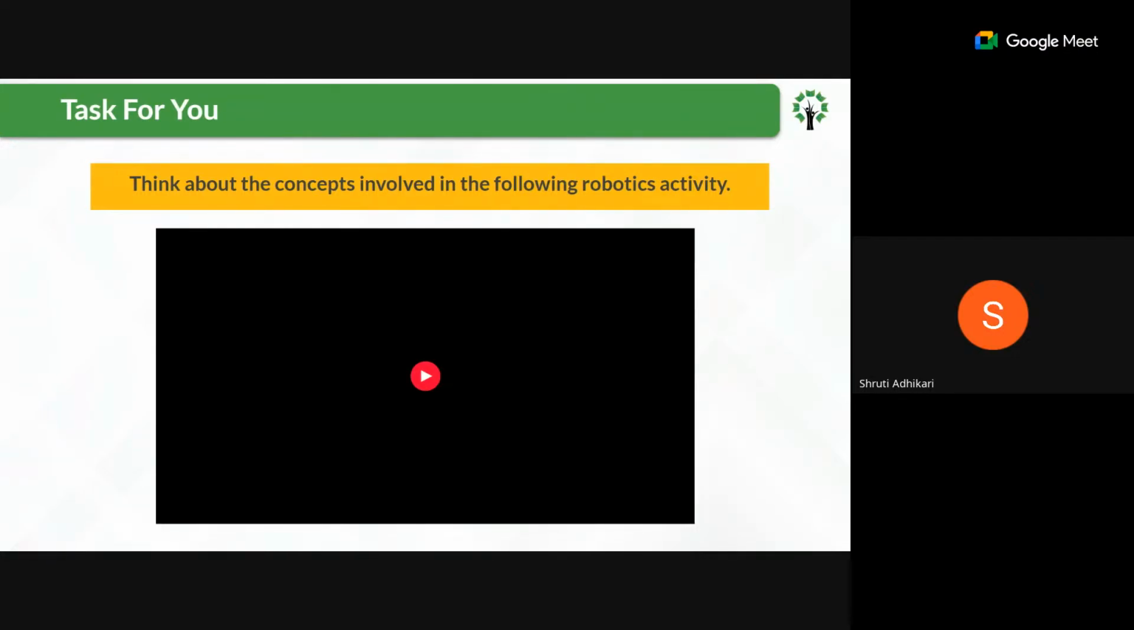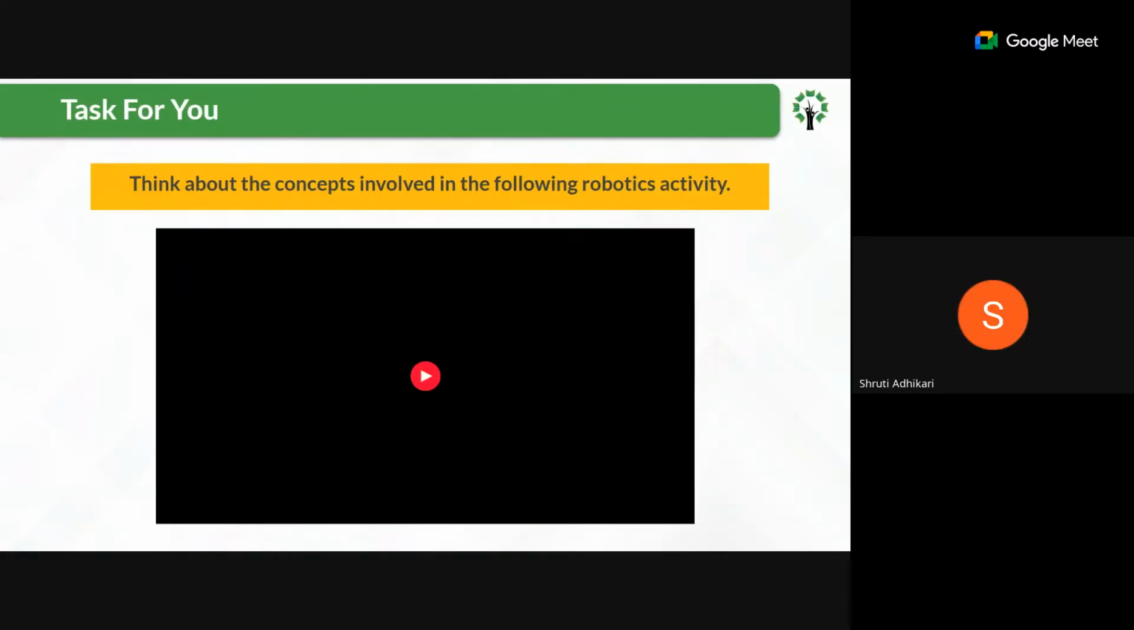We have so many concepts involved, right? You all have seen the model moving, the model functioning, right? So what are the different concepts involved in this activity? Sensors, IR sensors. Okay, sensors are being used.